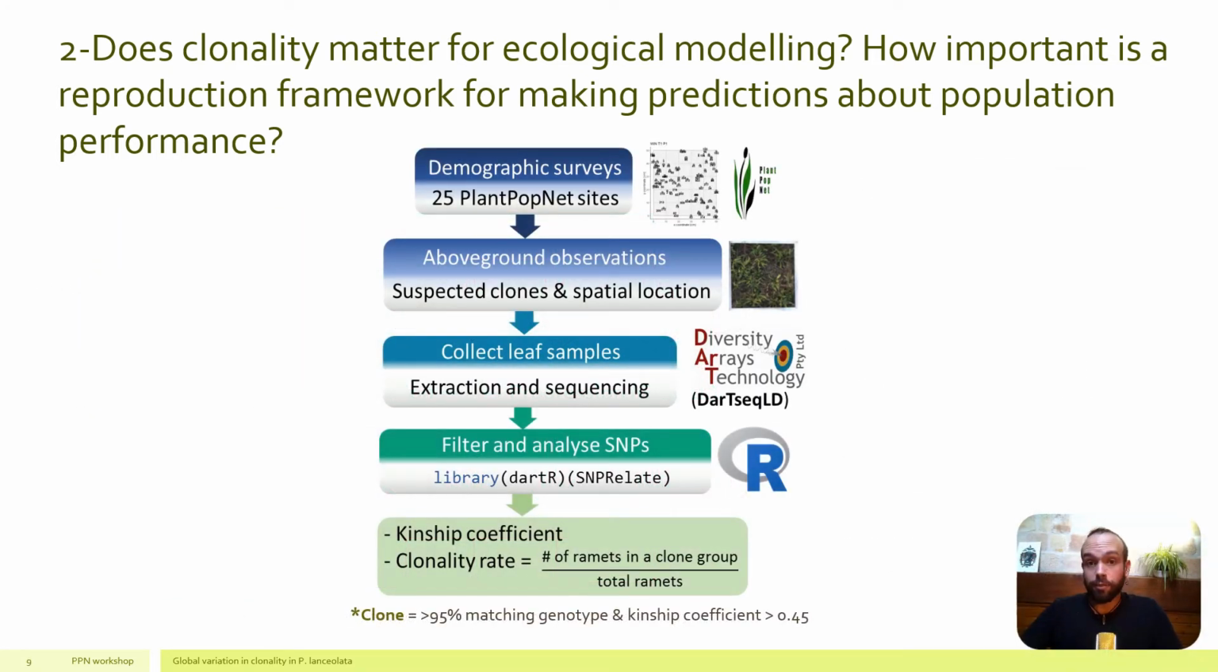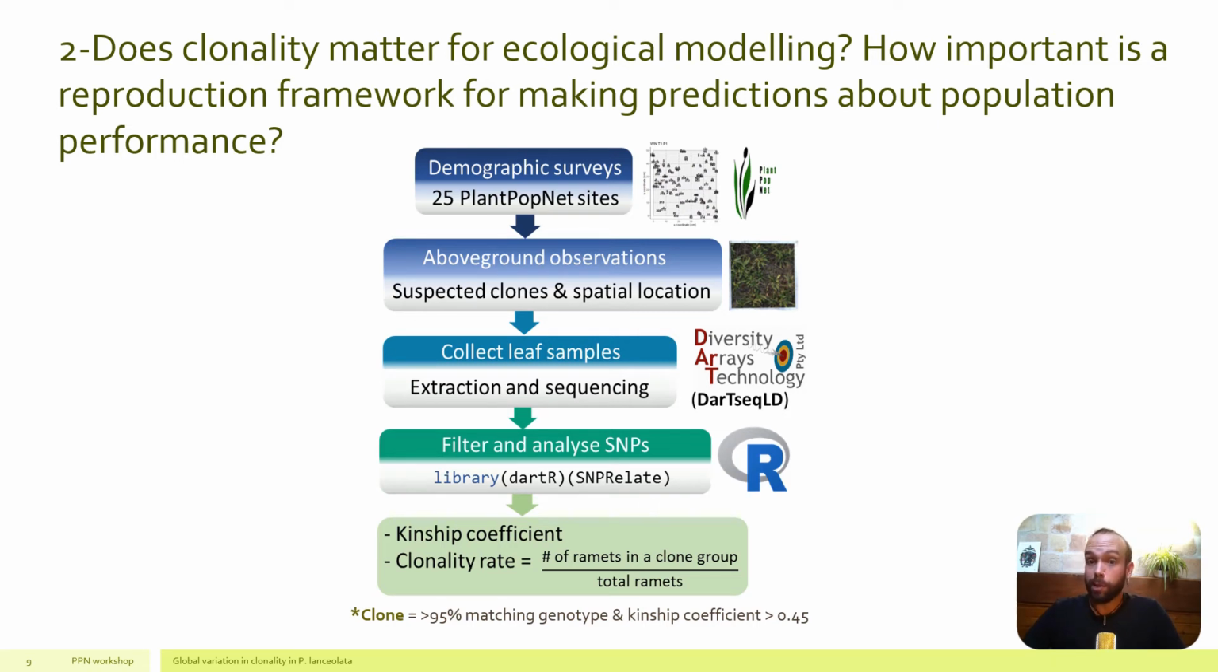The lack of methodological approaches is one of the causes that has created the problem of a poor integration of clonality in population demography. And why? Because it's kind of complicated to assess the standing level of clonality in a population, right? If we go one day, we cannot estimate this.